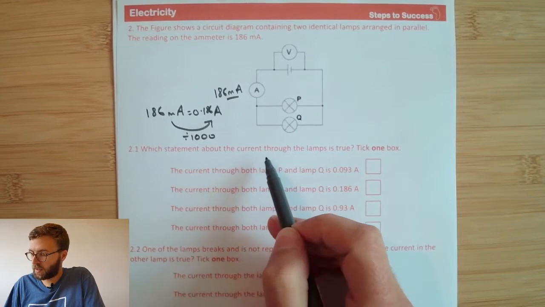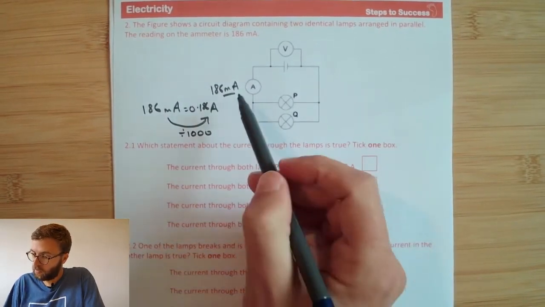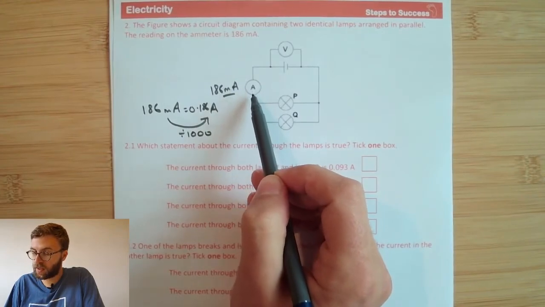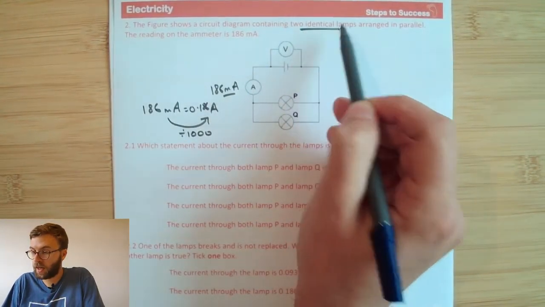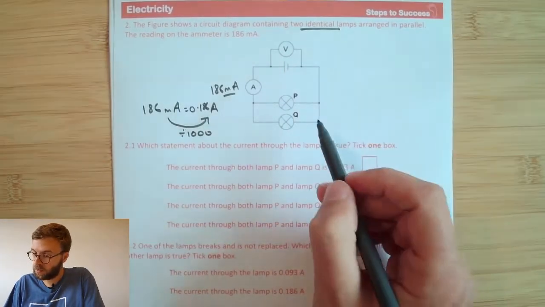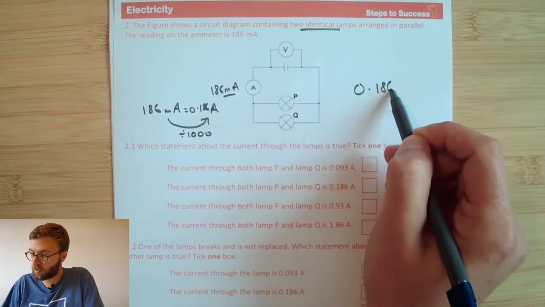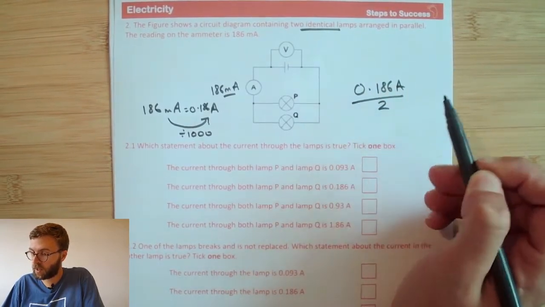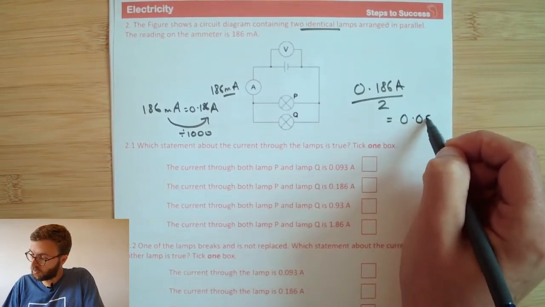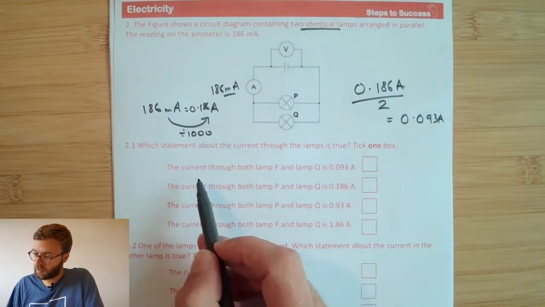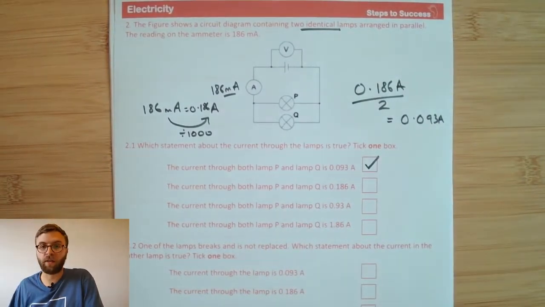Which statement about the current through the lamp is true? Tick 1 box. If we know that the current through here is 0.186 amps, the current will be split evenly because the bulbs are identical between the 2. So if we want to know the current through either P or Q, we take our current, which is 0.186 amps, and we divide it by 2. If we do that, we get 0.093 amps. So therefore the current through both lamp P and lamp Q is 0.093 amps.